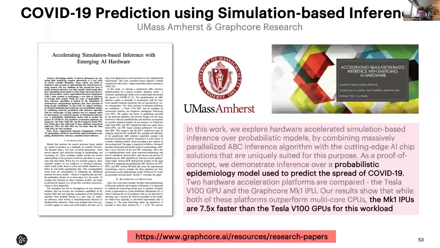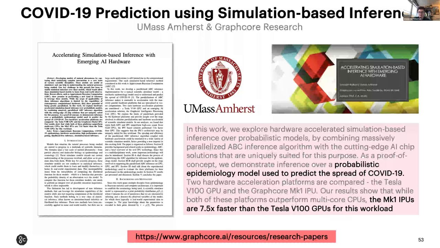Another nice story, another COVID-based one, of course. Unsurprisingly, there's quite a lot of COVID research going on. This again was a while ago. It was on the first generation IPUs, and it was early in the pandemic. At that point, they were looking at epidemiology models to look at the spread of COVID-19. Of course, now it's already spread quite a lot, but at the time it was about how this would spread, which would be really interesting to find out. In that case, compared with the V100 GPUs, which were the top GPUs at the time, they found a 7.5 times improvement in performance.